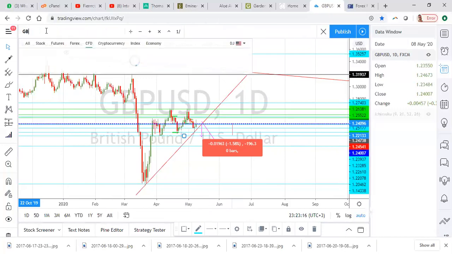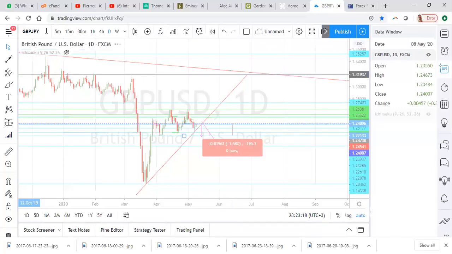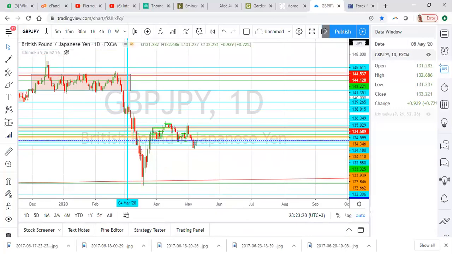Then GBP, let me look at it again. Yeah, so this is GBP JPY. GBP is kind of 50-50 for me. It might go up before it might retest 132.882 before it comes down. But it's definitely looking, for me, my bias is, because of these wicks, it's possible it's coming down.